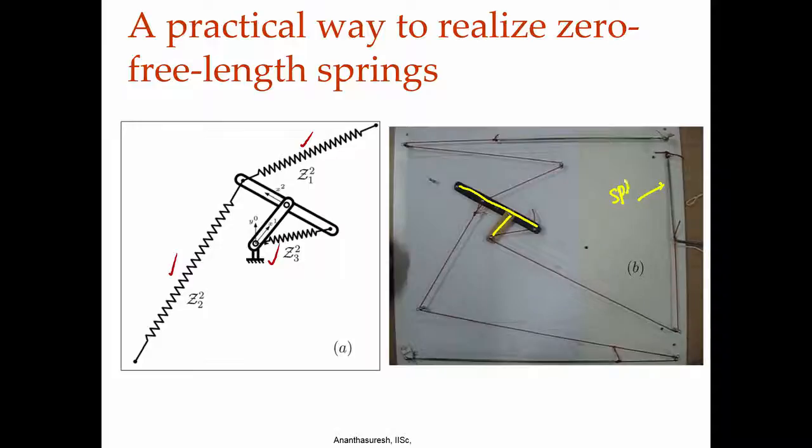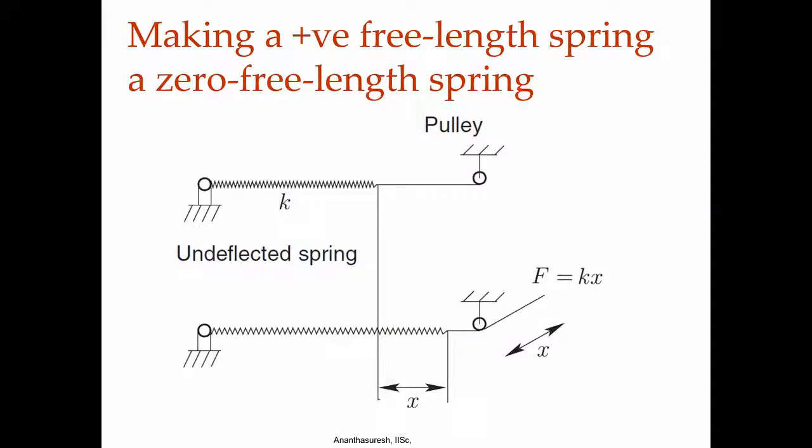This is a positive free length spring, but there is a string attached. This is a string, that is a spring, this is a string attached to this. There is a positive free length spring, there is a string attached that goes over pulleys and comes like this. It is assembled in such a way that the force exerted here is proportional to this length. Let us see how it is done. It is done like this.